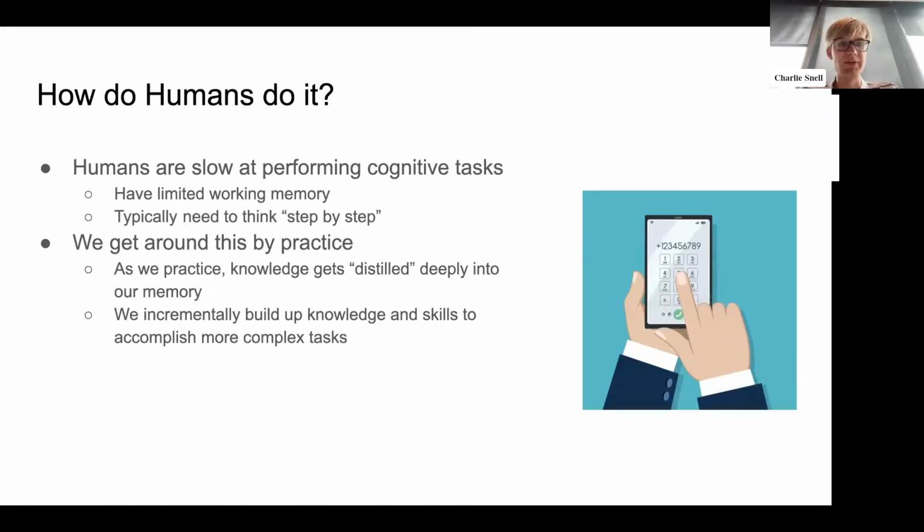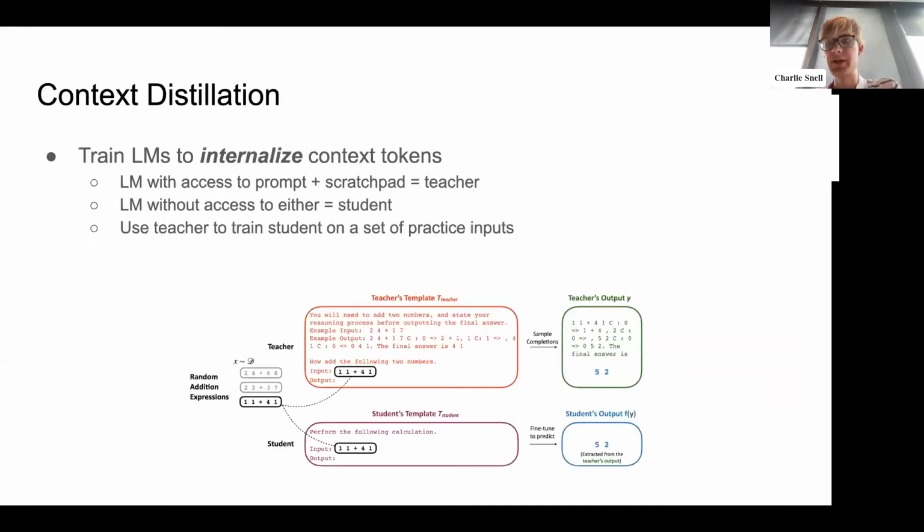And this is what we as humans do: if we practice something enough, it becomes deeply distilled into us. And so in our work, we look at this idea of context distillation as potentially a way to implement these kinds of processes in language models, this process of practicing and distilling information deeply into the model. So to give a high level look at what we're doing here, the idea is to train the language models to internalize context tokens. Context tokens could mean either a prompt or a reasoning chain, which we also call a scratch pad.